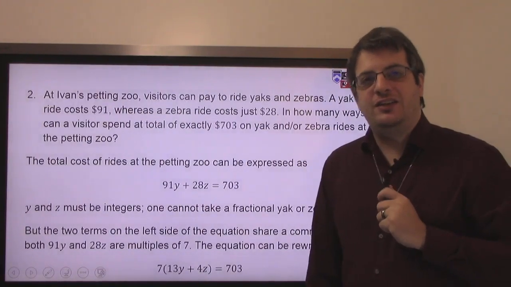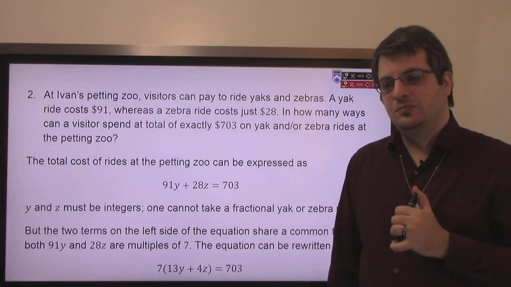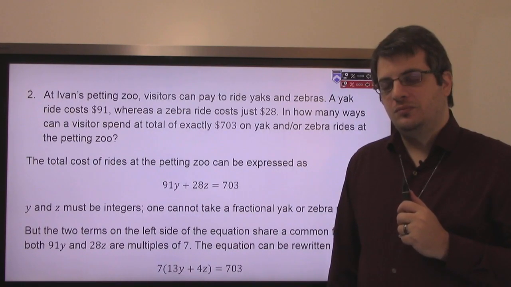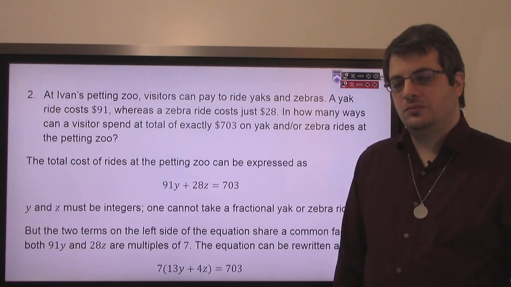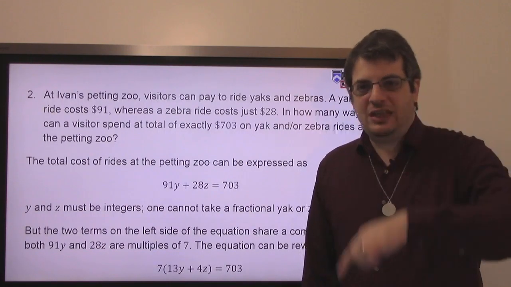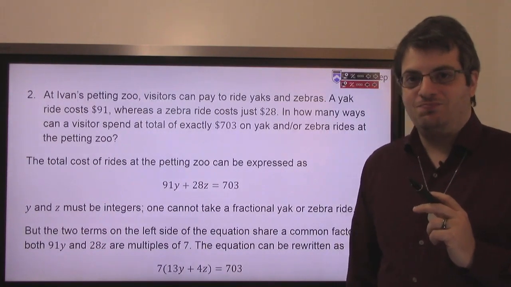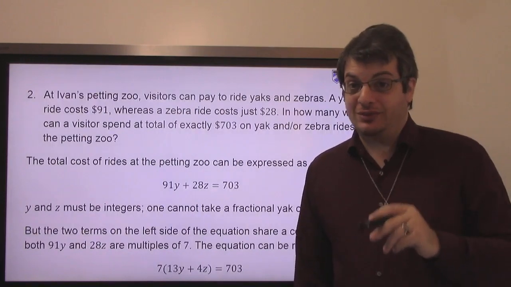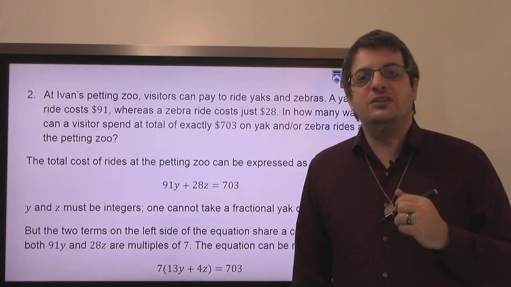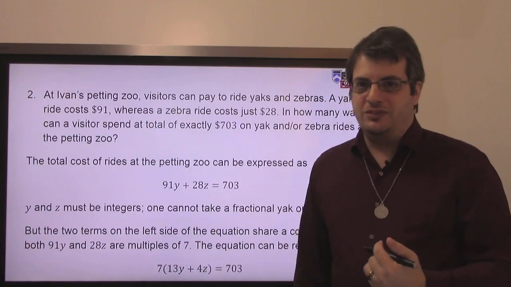Is 7 also a factor on the right-hand side? Is 7 also a factor of 703? Oh, it's not, right? Because 700 is a multiple of 7, 707 is a multiple of 7, 703 is not a multiple of 7. But actually, here's the trick. That means the left-hand side is a multiple of 7. But the right-hand side is not a multiple of 7. How many values of y and z make that possible? For how many values of y and z does a multiple of 7 equal not a multiple of 7?